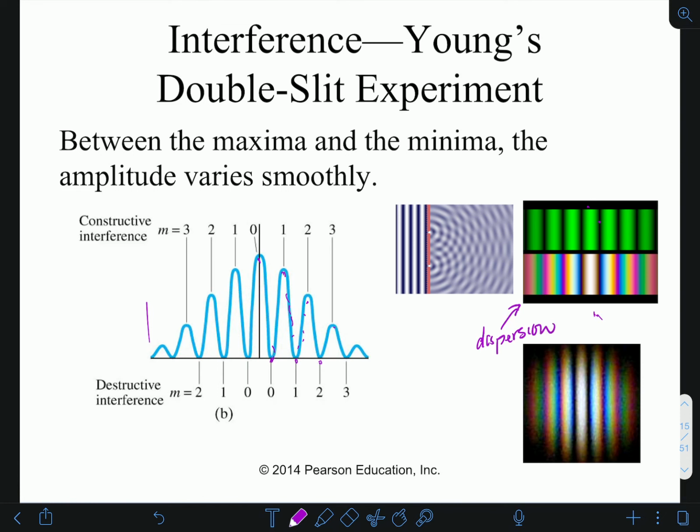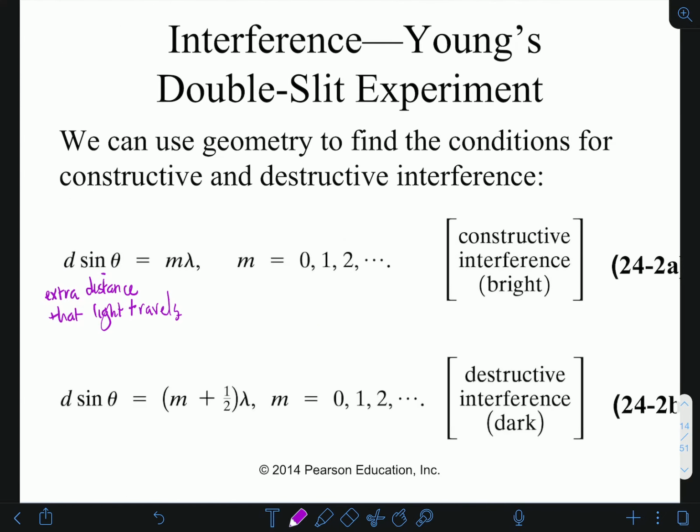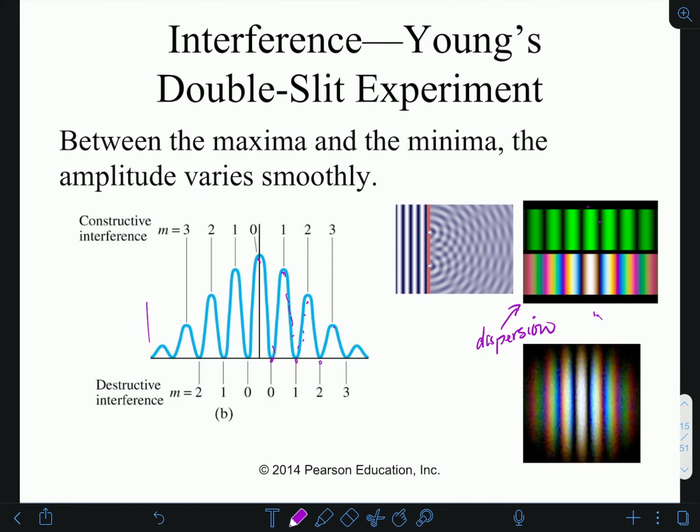And where does that dispersion come from? Well, if you look at the equation, it says that for the bright spots, d sine theta equals m lambda. So m lambda equals d sine theta. That means that the path difference depends on the wavelength of light.